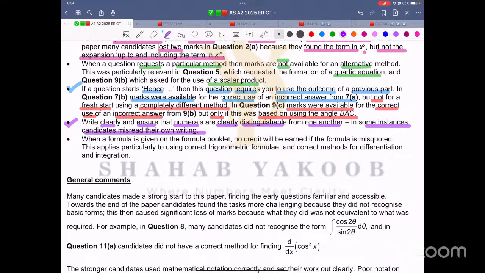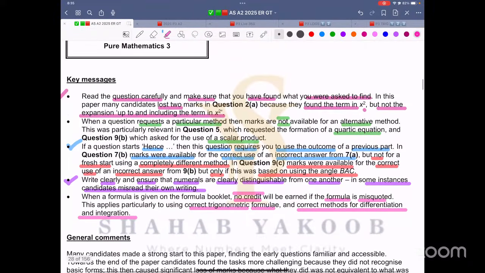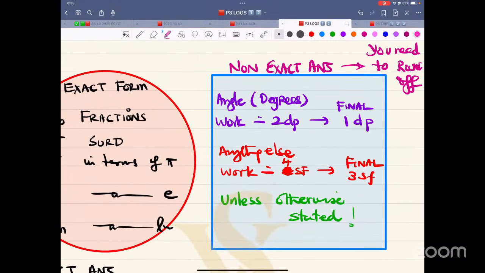When a formula is given on the formula booklet, no credit will be earned if the formula is misquoted. Okay, so read this again. So now if the formula is misquoted, there is 0 credit. This applies particularly to using correct trigonometric formulae and correct methods for differentiation and integration. So that's the main thing. So now this is the basic idea. Let me go over here. That is in logs.